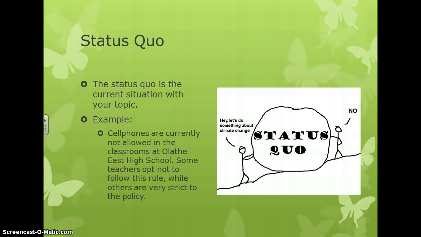So the status quo. Status quo is the current situation with your topic. So if you remember, I've been kind of parallel writing with you, writing an essay about cell phones. Cell phones are currently not allowed in the classrooms at Olathe East High School. Some teachers opt not to follow this rule, while others are very strict in the policy. So that would be my status quo sentence for my background paragraph.